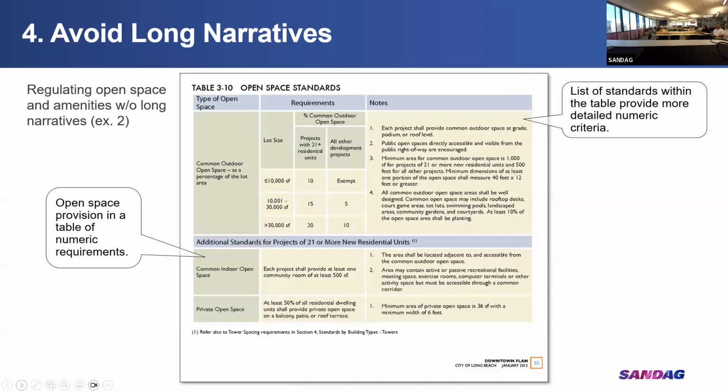Next slide. And then this is an alternative to what I just shared, where we could put all of the standards, for example, in a table. And this is an example of regulating open space, common open space, and private open space through the use of a table. And you can build in quite a lot of information here, where you regulate by different project sizes and types, and build in criteria as well.